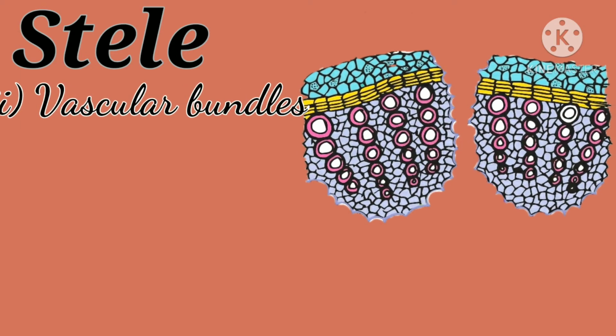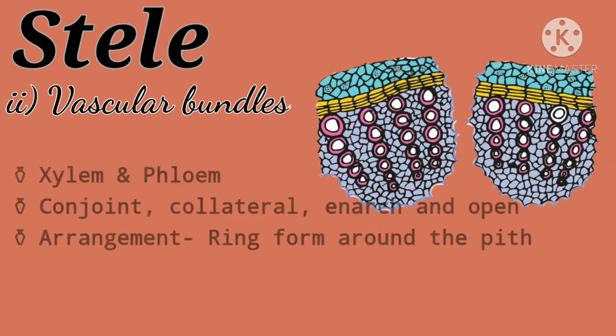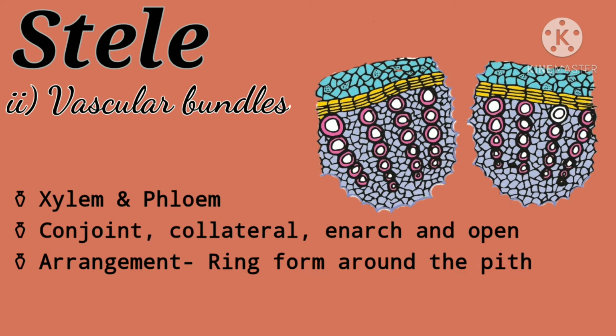The next layer in stele is vascular bundles. The vascular bundles are xylem and phloem, which are conjoint, collateral, endarch and open. These vascular bundles are arranged in the form of a ring around the pith.